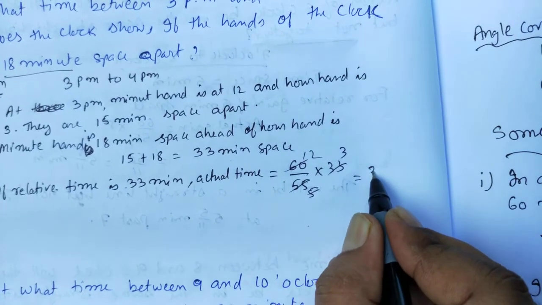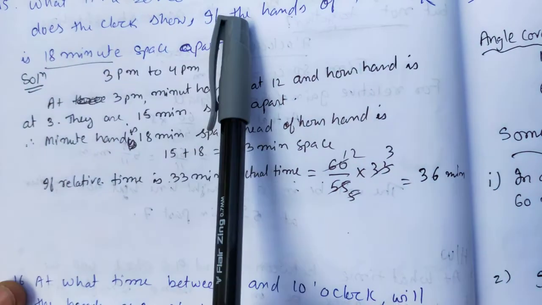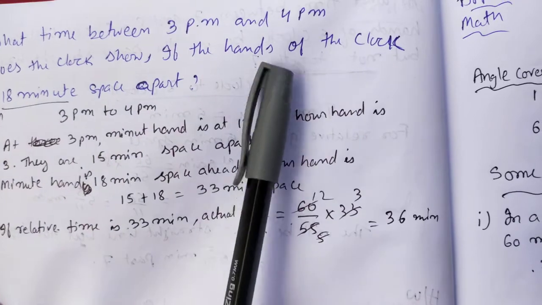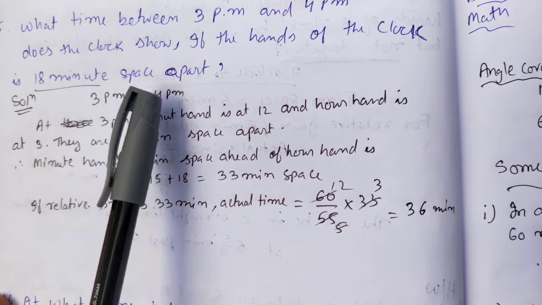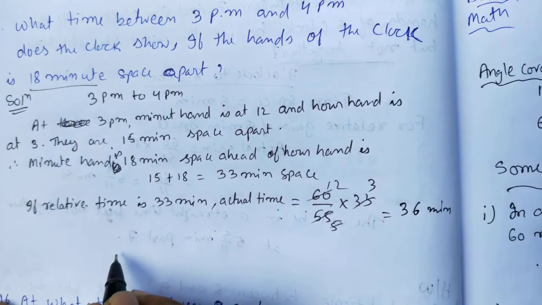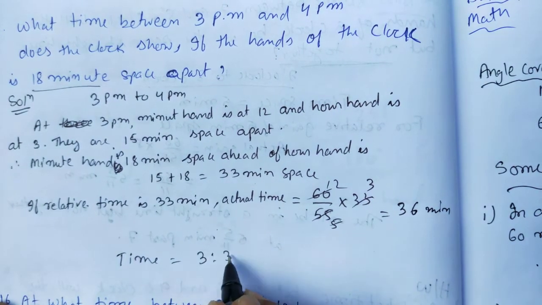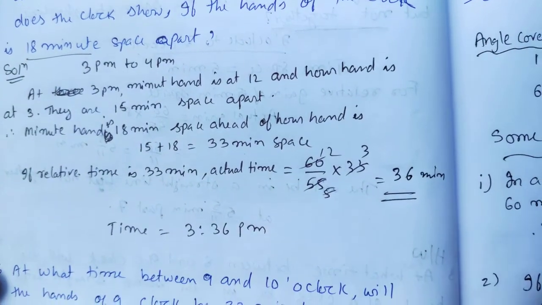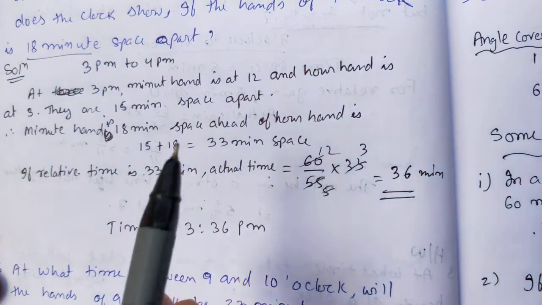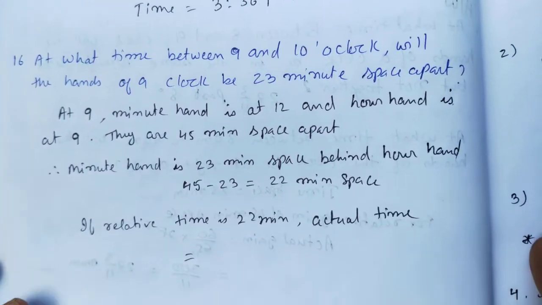We're getting 36 minutes. So the question is, at what time between 3 to 4 will the hands be 18 minutes space apart? So the timing will be 3:36, okay, PM, because you are getting 36 minutes. So at exactly 3:36 the hour hand and minute hand will be 18 minutes space apart. Okay, similarly we'll do this one also.